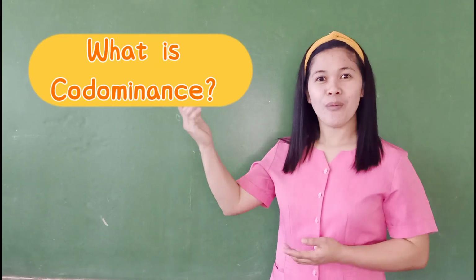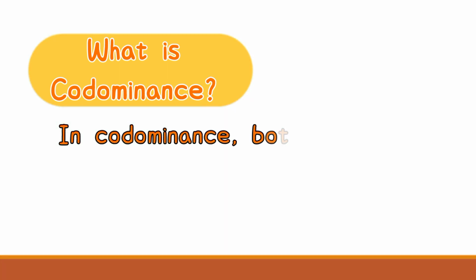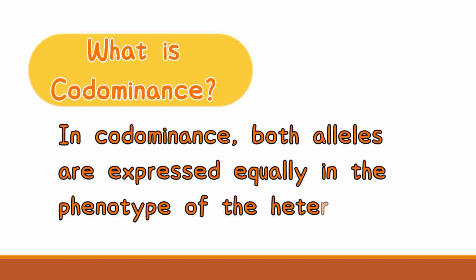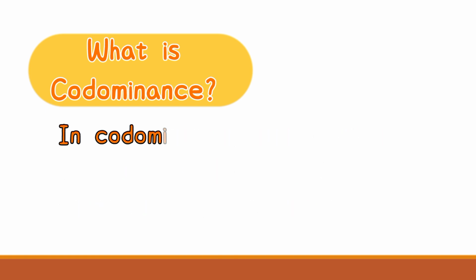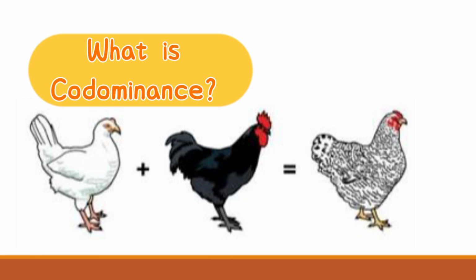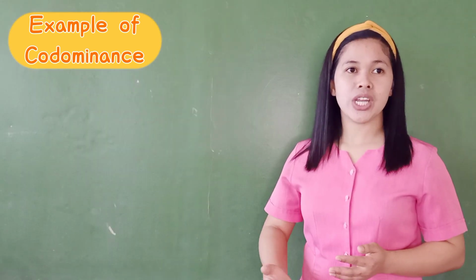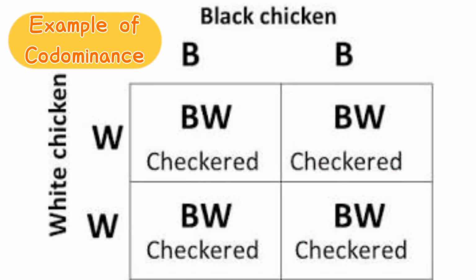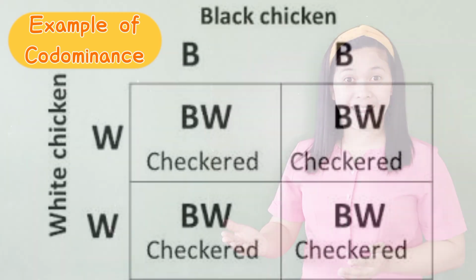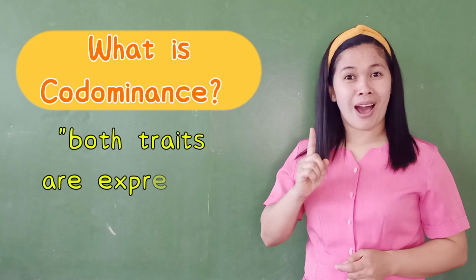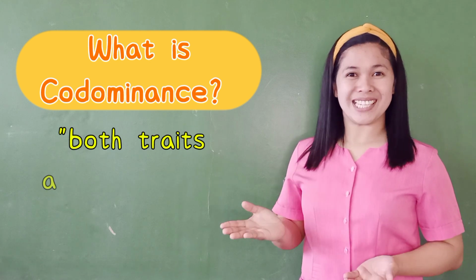How about codominance? In codominance, both alleles express equally in the phenotype of the heterozygote. For example, the color of feathers in chickens. When a homozygous black-feathered chicken is crossed with a homozygous white-feathered chicken, the first generation offspring are all heterozygous checkered chickens. That means that black and white feather color are both expressed.